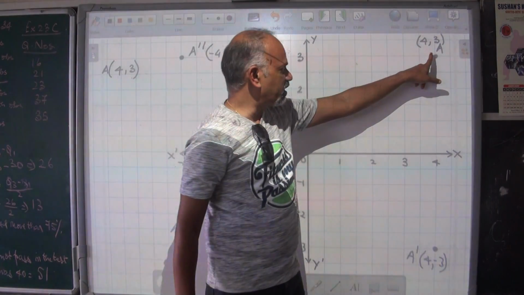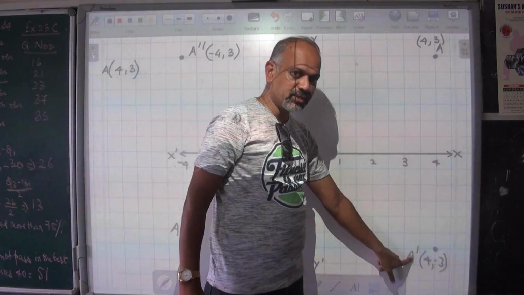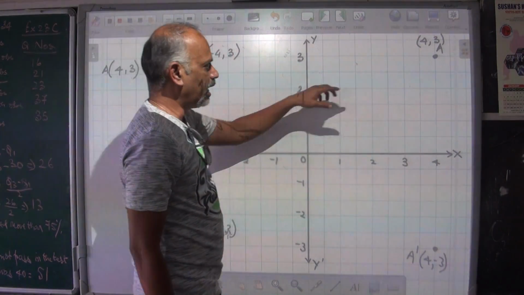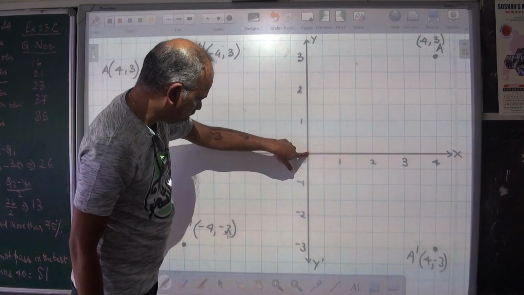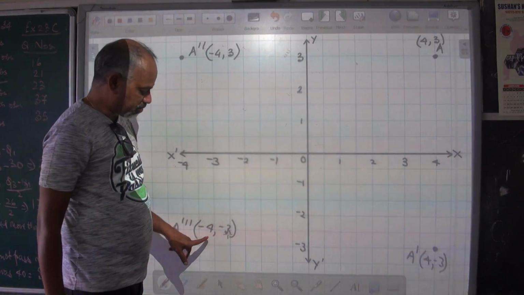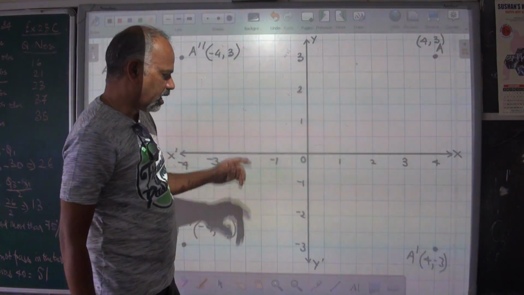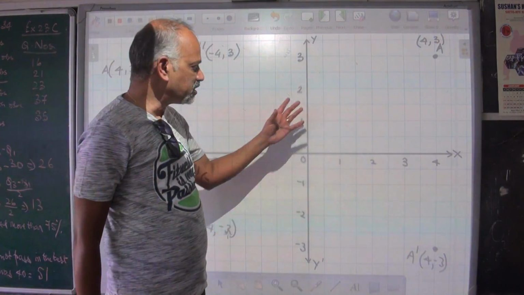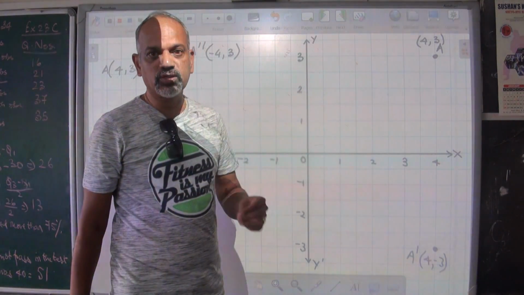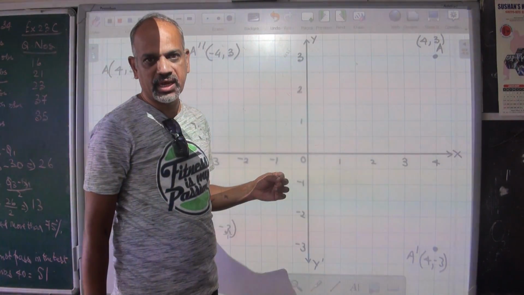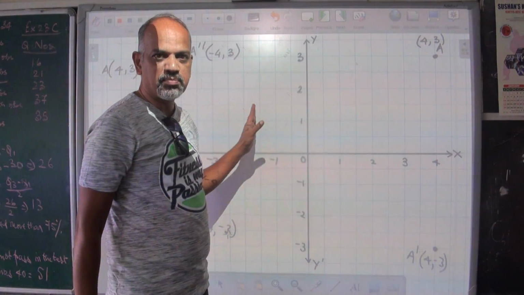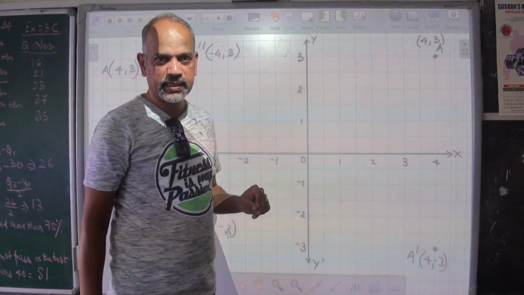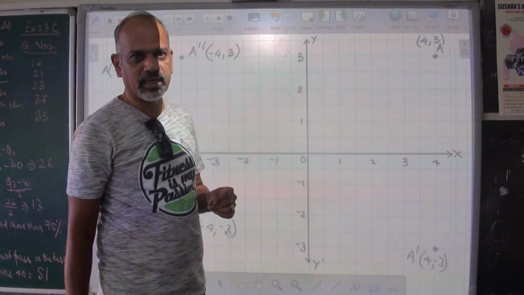After reflecting A on the x-axis, you got A dash. After reflecting A on the y-axis, you got A double dash. And after reflecting A in the origin, you got A triple dash, which is -4, -3. Now, it's not always necessary to reflect these points using a graph. If the question says use a graph and reflect, then you will use a graph. Otherwise, there is a simple procedure, which I will show you on the next page, of how to reflect these points on the x-axis, y-axis and the origin.